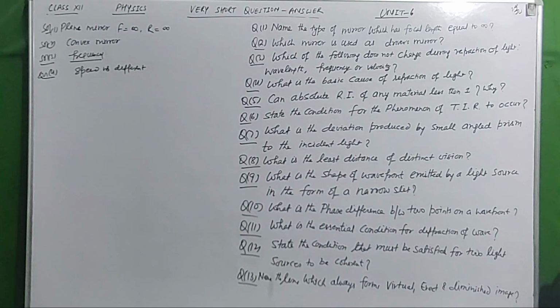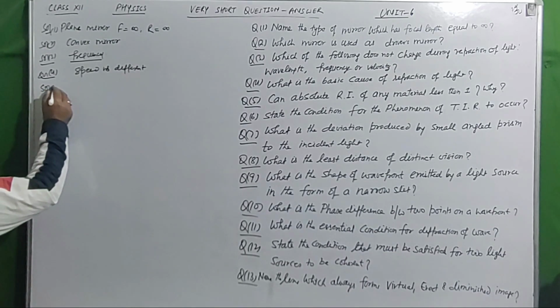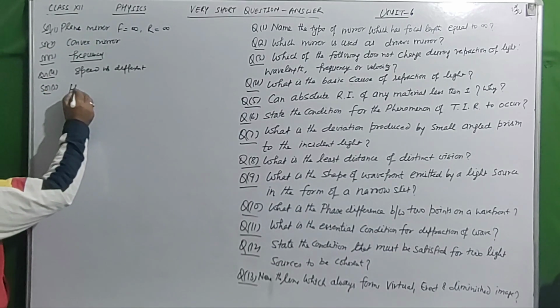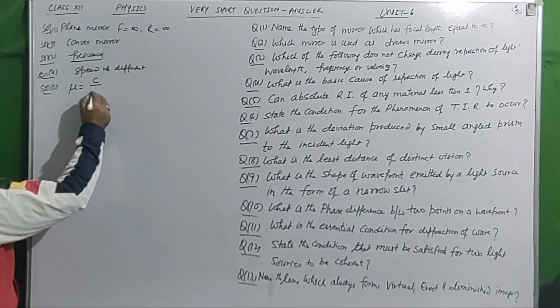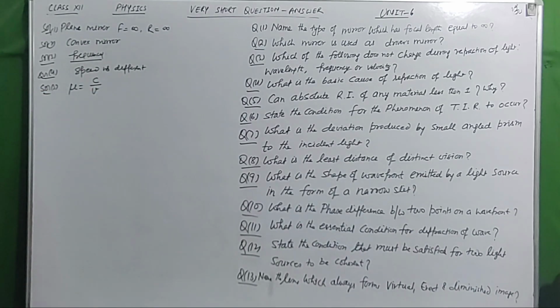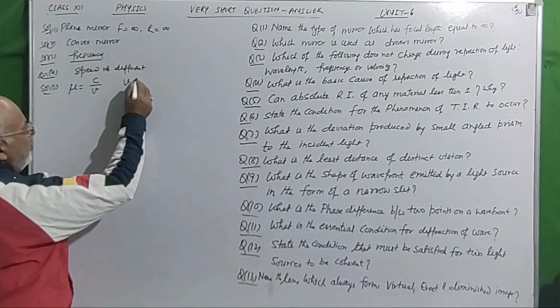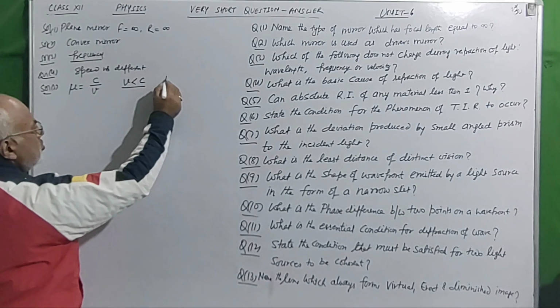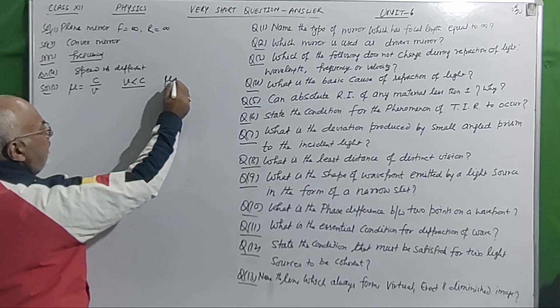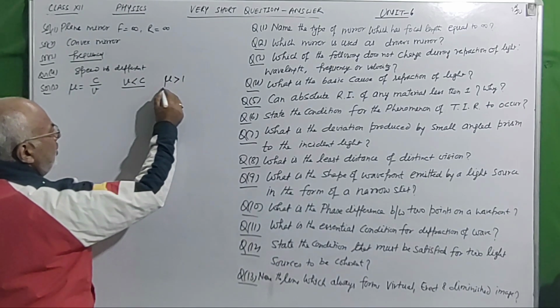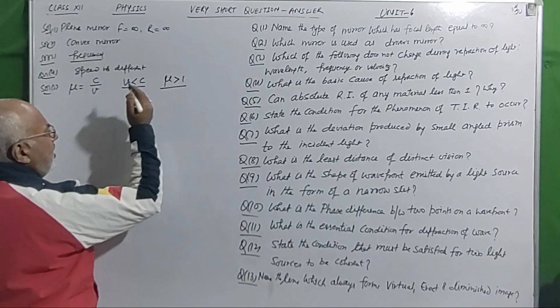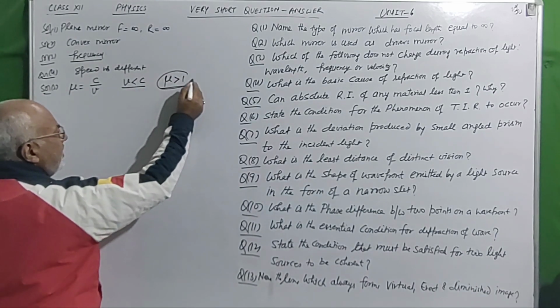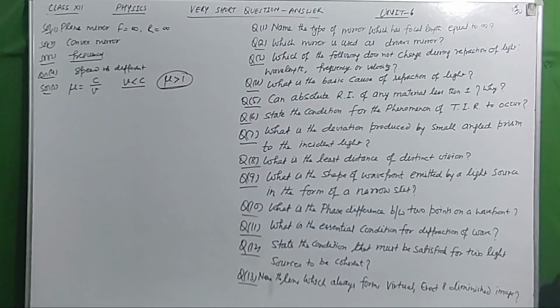Can the absolute refractive index of any material be less than 1? Why? Sir, absolute refractive index is the ratio of the speed of light in vacuum to the speed of light in medium. For any medium, V is less than C. So mu is greater than 1, or equal to 1 when V equals C. So refractive index cannot be less than 1 for an absolute medium.